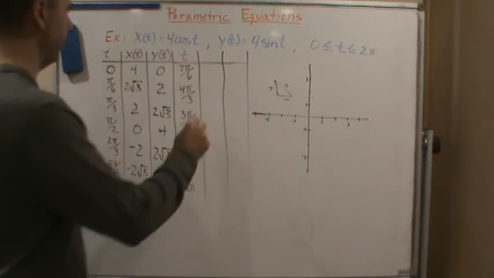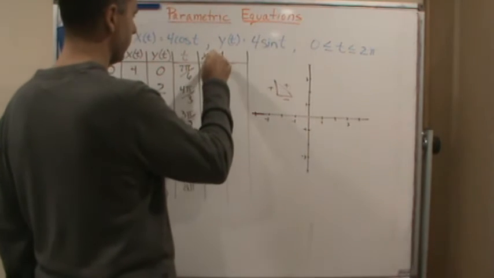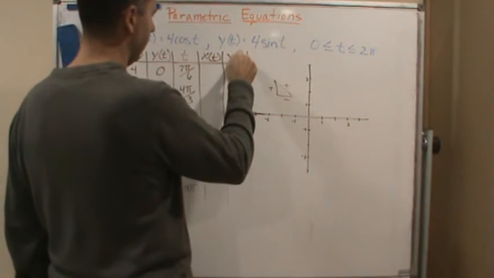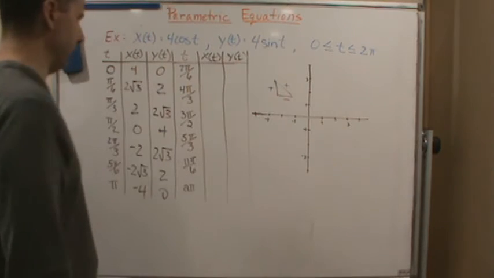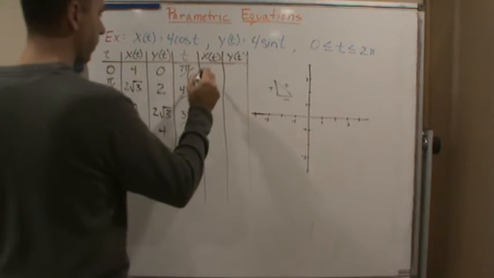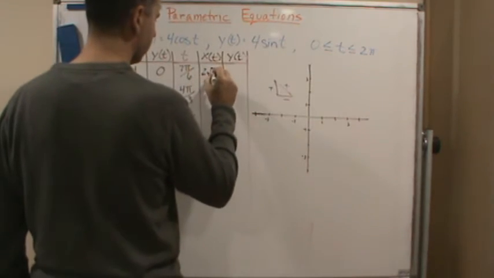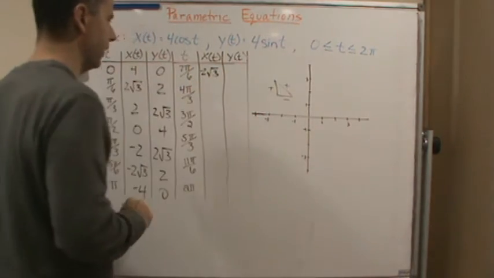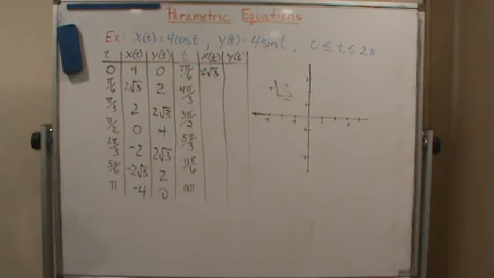And then over here we're going to continue on. So this is x of t and y of t. So now for 7 pi over 6, we get -2 times the square root of 3, so negative, and we also get 2.